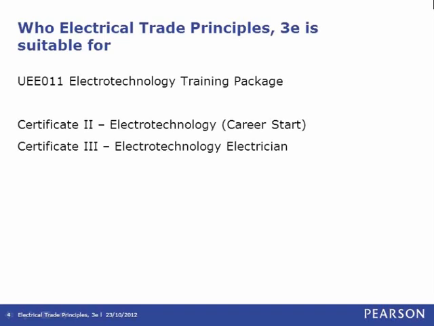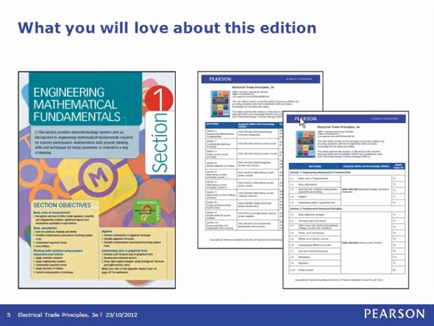Thanks, Emma, and thanks again for joining us for this webinar this afternoon on the new edition of Electrical Trade Principles. I want to start off by letting you know the training package this book is relevant for, and also the courses. And as you can see there, it's completely up to date with the latest version of the Electrotechnology training package, which is UE 11, and relevant for the Certificate 2 Electrotechnology Career Start course, and of course the Certificate 3 Electrotechnology Electrician course.